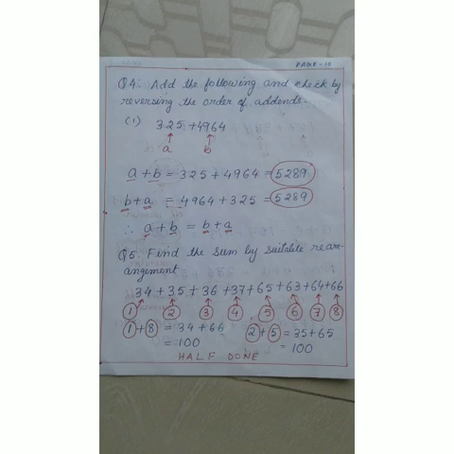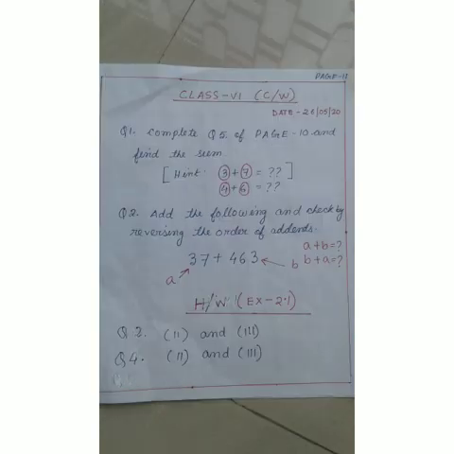So in your classwork, I have given question number 1. Complete question 5 of page 10 and find the sum. I have given a hint. You add 3 and 7, find what you get. Then you add 4 and 6, find what you get. After finding the round off values, you add all the round off numbers. Thank you.